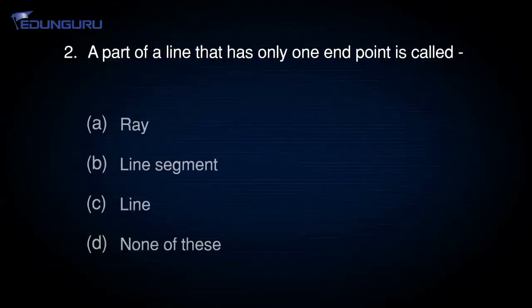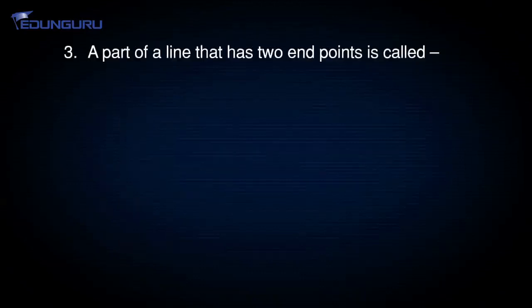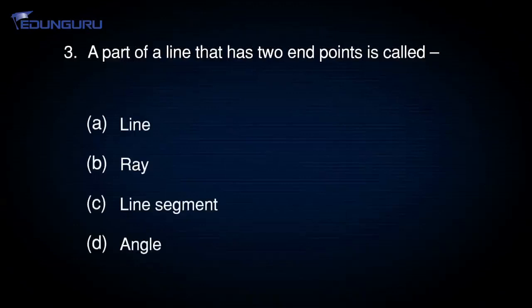Options are A. Ray, B. Line segment, C. Line, D. None of these. Question number 3. A part of a line that has two endpoints is called. Options are A. Line, B. Ray, C. Line segment, D. Angle.